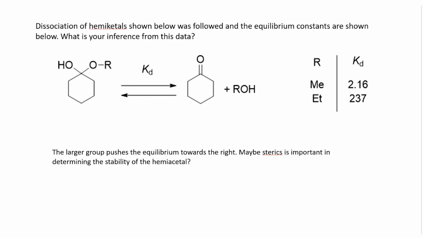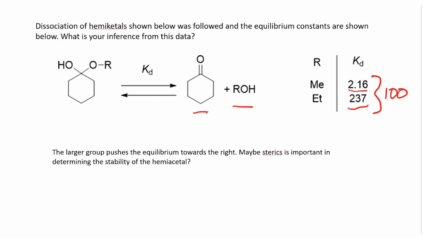So here is an example of a hemiketal. So this is a ketal derived from cyclohexanone. And so this hemiketal is in equilibrium with the ketone as well as the alcohol. So if I measure the equilibrium constant, then the value that I get for the methyl compound is 2.16, whereas for the ethanol derivative, I'm getting 237. So this difference is about 100-fold, okay, approximately.